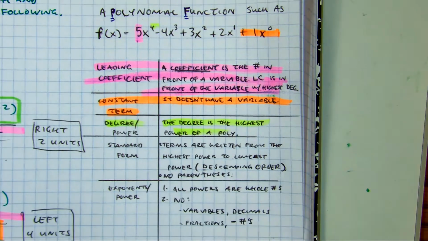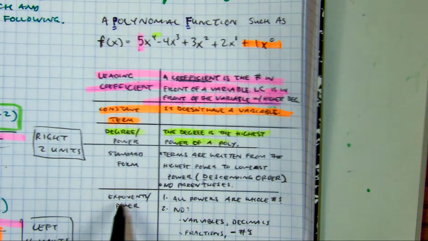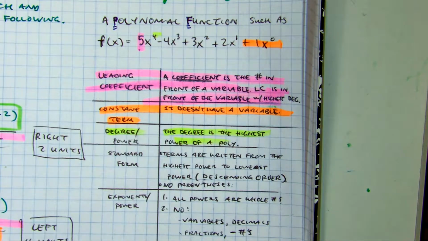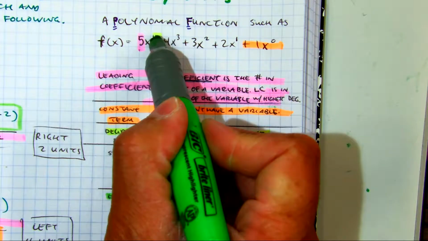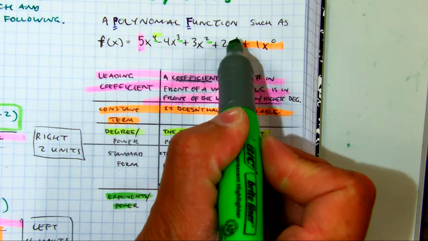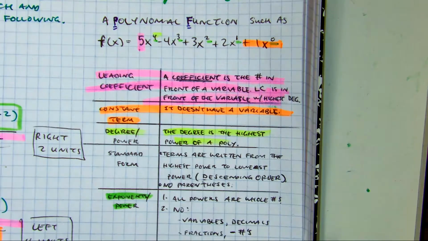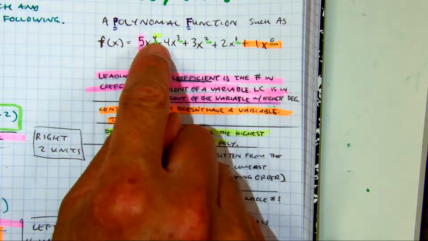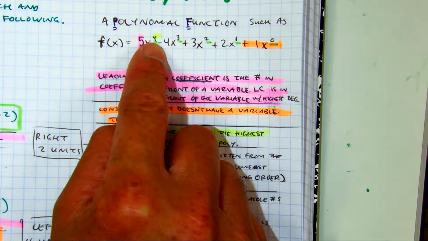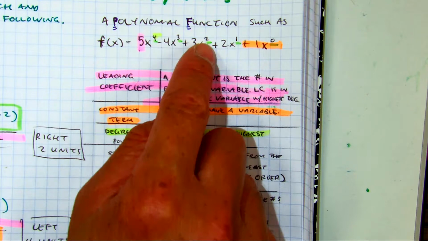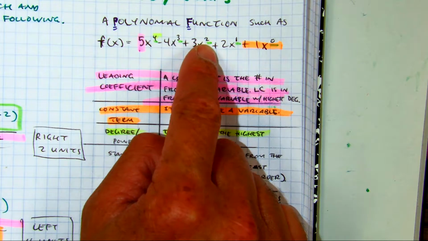And the last one, exponents, or their powers, so up here. It says all of them must be whole numbers. So you can never have like 3 halves or 1 half, like a radical sign. Can't do that. Can't be like 0.8.